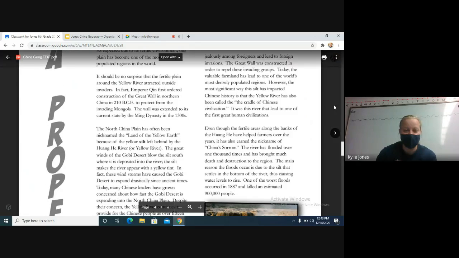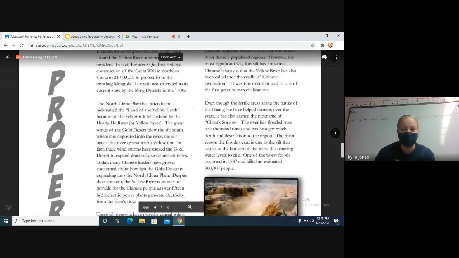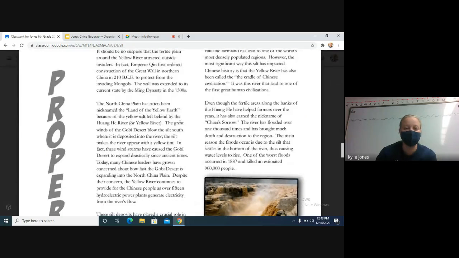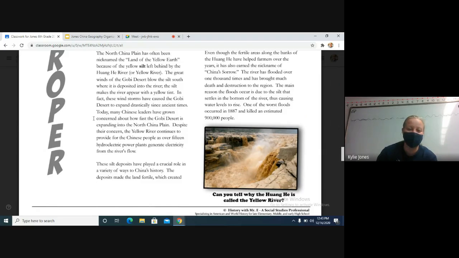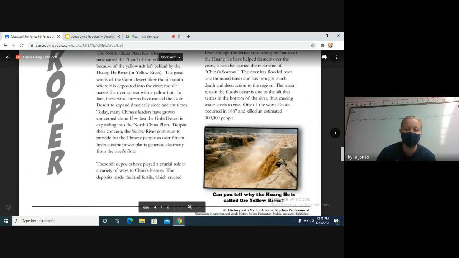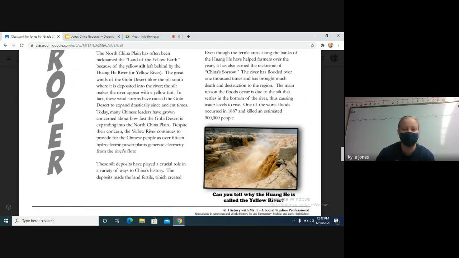The North China Plain has often been nicknamed the Land of Yellow Earth because of the yellow silts left behind by the Huanghe River, or the Yellow River. The great winds of the Gobi Desert blow the silt south where it is deposited into the river. The silt makes the river appear with a yellow tint. In fact, these windstorms have caused the Gobi Desert to expand drastically since the ancient times. Today, many Chinese leaders have grown concerned about how fast the Gobi Desert is expanding into the North China Plain.